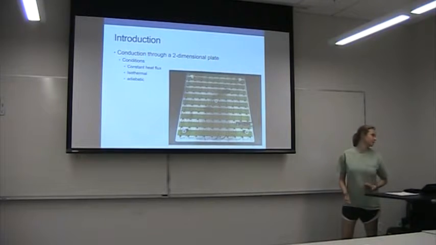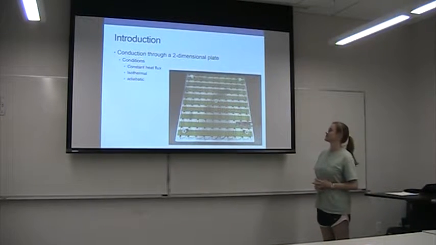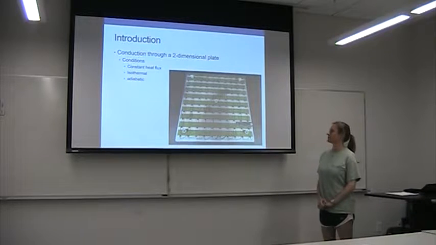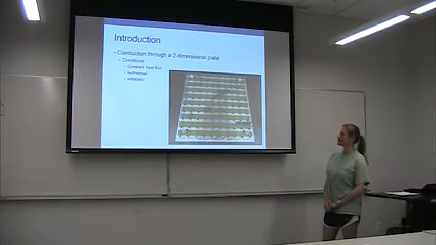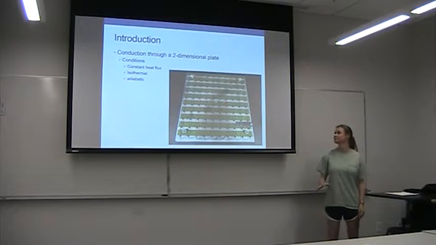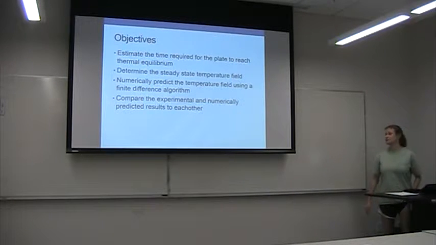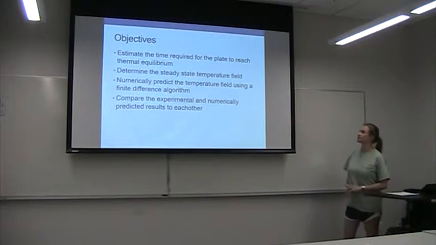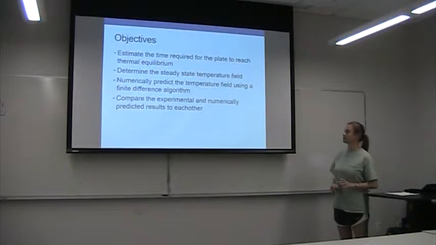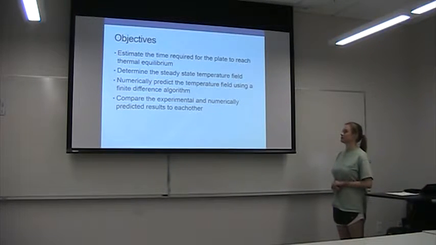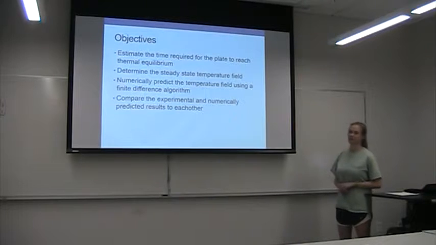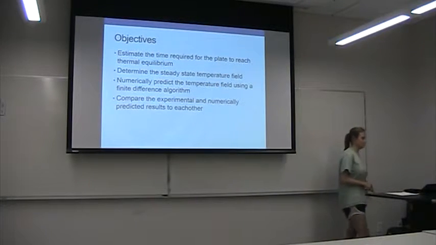Okay, so I'm doing 2D conduction. Basically we're just going to have an aluminum plate, and each surface edge is going to have different conditions. The objectives of this experiment are to first estimate the time required for the plate to reach thermal equilibrium, determine the steady state temperature field, and then numerically predict the temperature field using a finite difference algorithm, and then you can compare that to the results you get doing the experiment.